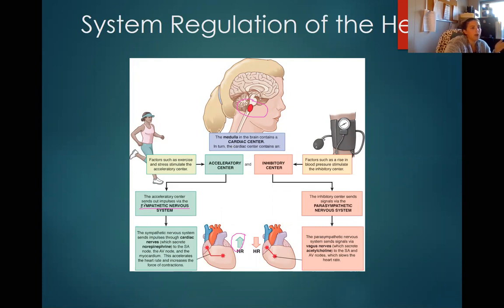And so we're going to use the sympathetic nervous system. We're going to secrete norepinephrine, and the SA node is going to go, hurry up, go faster, and it's going to send those signals quicker and quicker, increasing our heart rate to meet the demands.